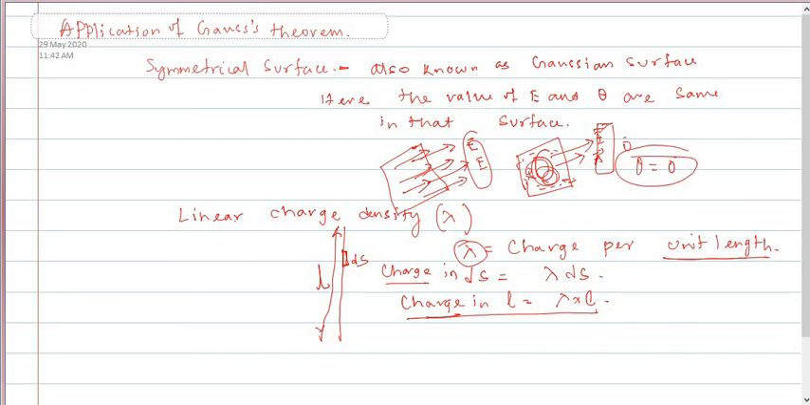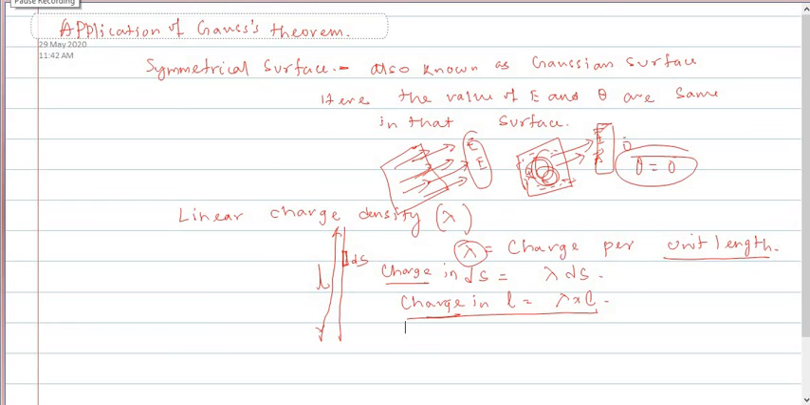So there are three types of charge density: linear charge density, surface charge density, and volumetric charge density. All are the same. Similarly, surface charge density is defined as what? Charge per unit surface. Volume charge density is defined as charge per unit volume. Understood? So these two concepts we use in our next application.